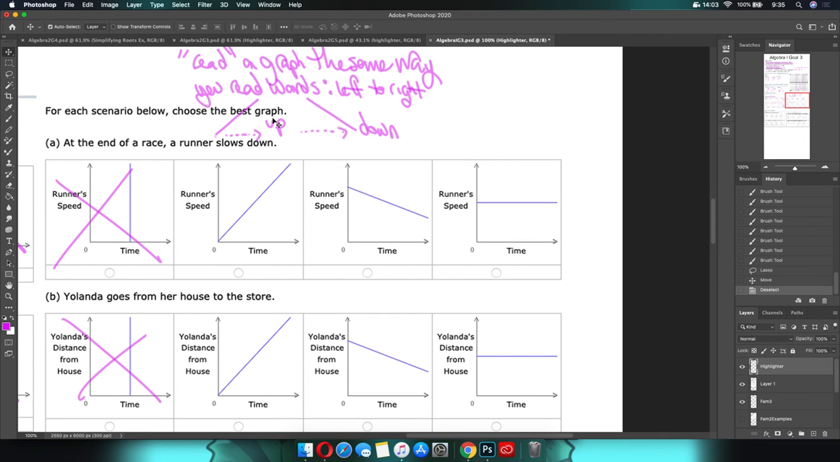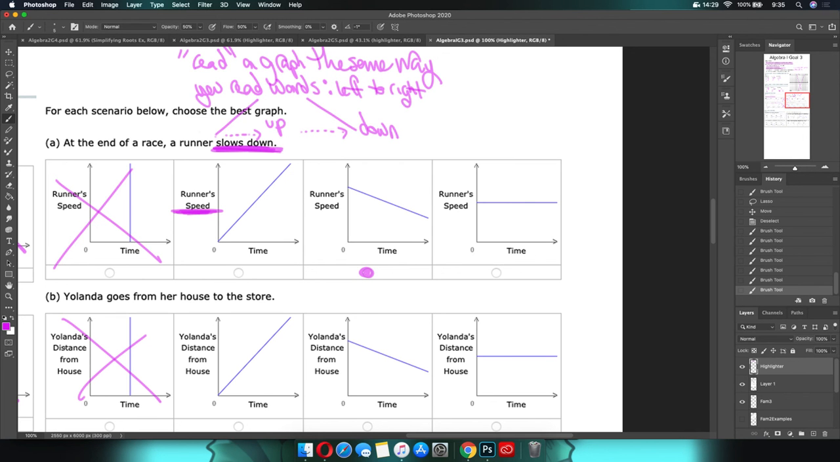All right, so let's see here. You read a graph from left to right. We know what's going up. We know what's going down. And am I in the right layer? I am. Okay, at the end of the race, the runner slows down. And what are we measuring? Speed. So there are our key things. Notice I'm looking at two things. I'm looking at my key phrase, slowing down, and then I'm looking at my axis to see how it's labeled. Speed is slowing down, so it's going down. This is what I'm looking for, okay?